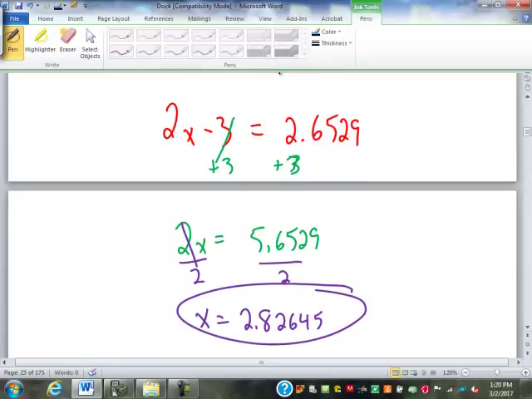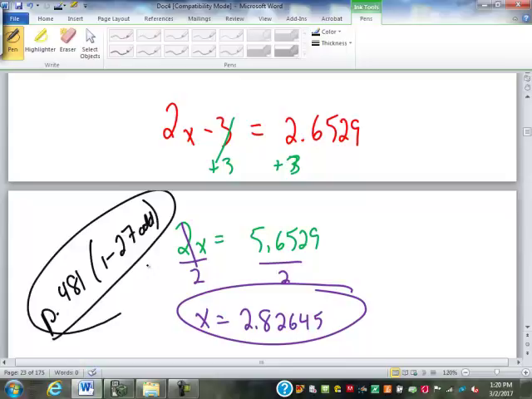Okay, that's enough for today. Your time is up anyway. So out of that packet, on page 481, I want you guys to try to do 1 through 27, the odd. That's just on solving these exponential equations by using logarithms.